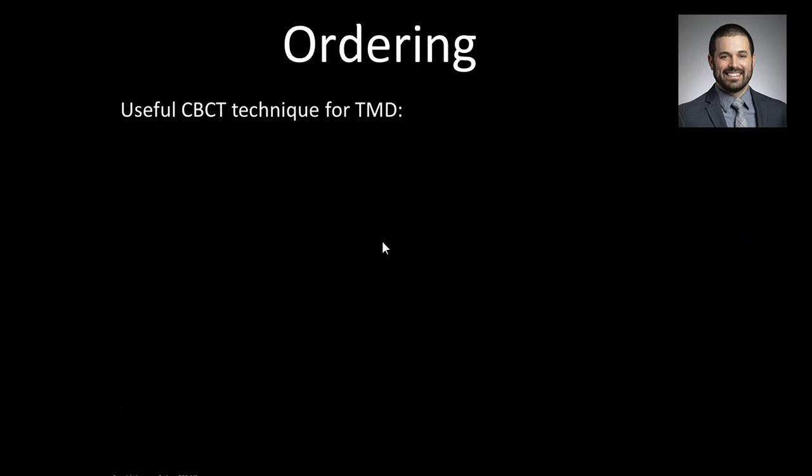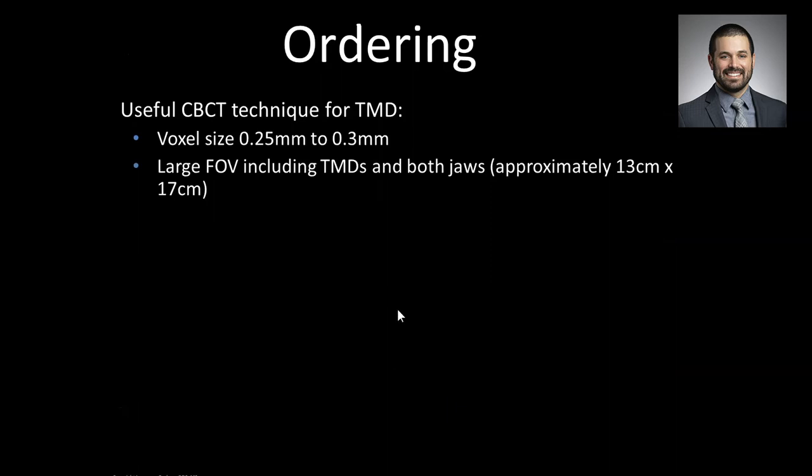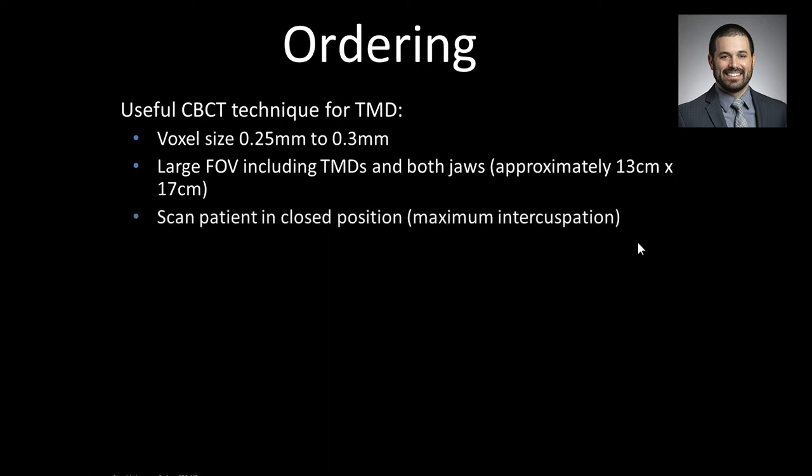If we look at useful cone beam CT technique for TMD, voxel sizes are typically anywhere from 0.25 to 0.3 millimeters. And we'll commonly order a large field of view that includes the TMJs and both jaws. Commonly, that's about a 13 by 17 centimeter scan. And we'll commonly scan the patient in closed occlusion, so maximum intercuspation, to get an idea of how those joints are potentially oriented in the fossa.